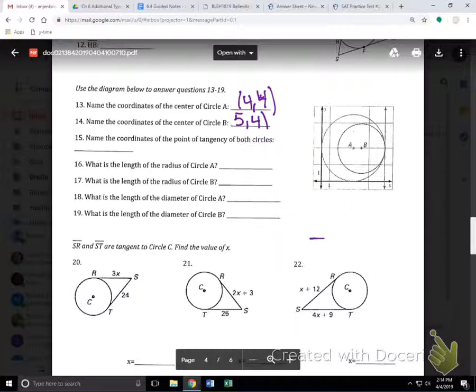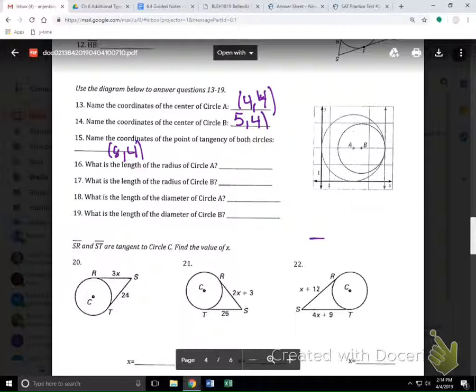Name a point of tangency for both circles. So where do both circles overlap? Right here. So if this is 4, 4, 5, 6, 7, 8, up. What do we have it at? 4. 8, 4.